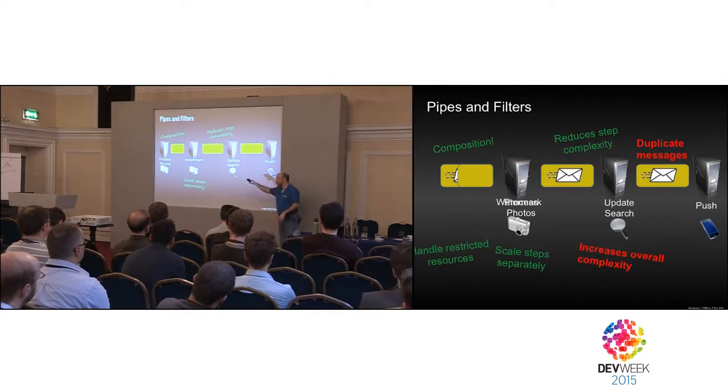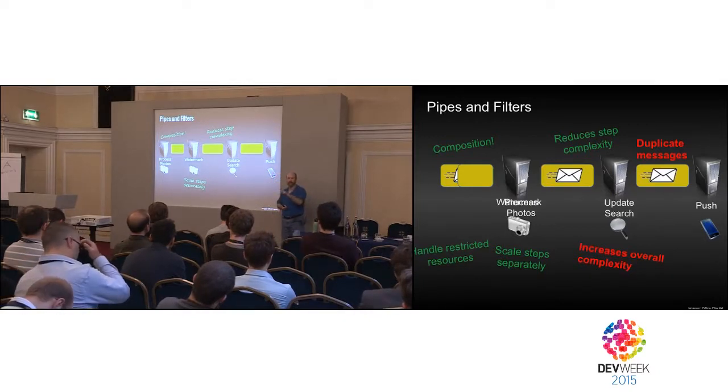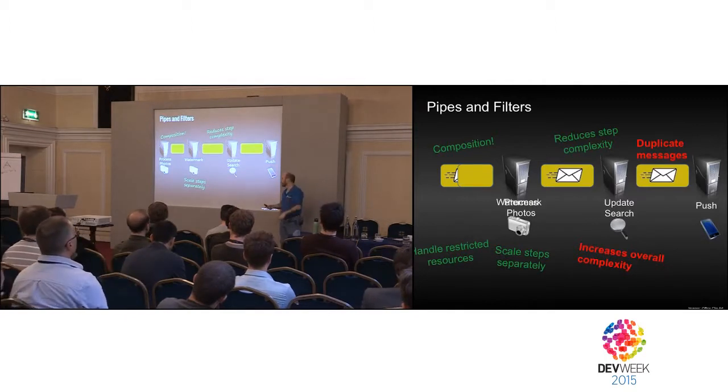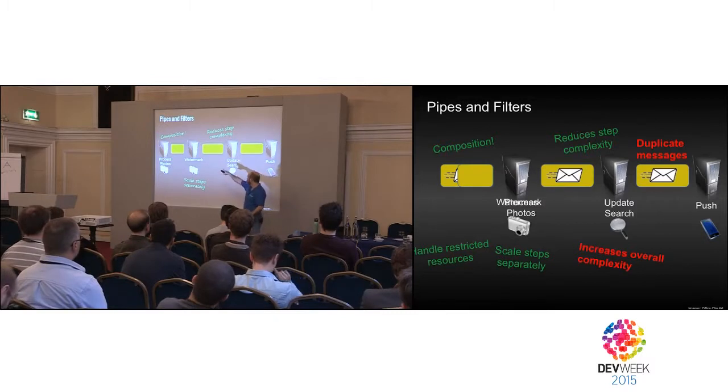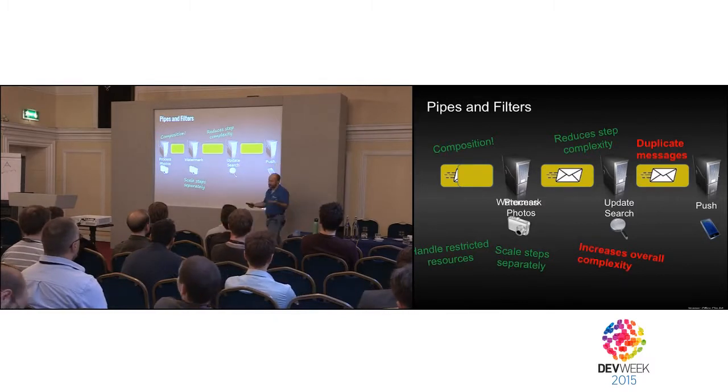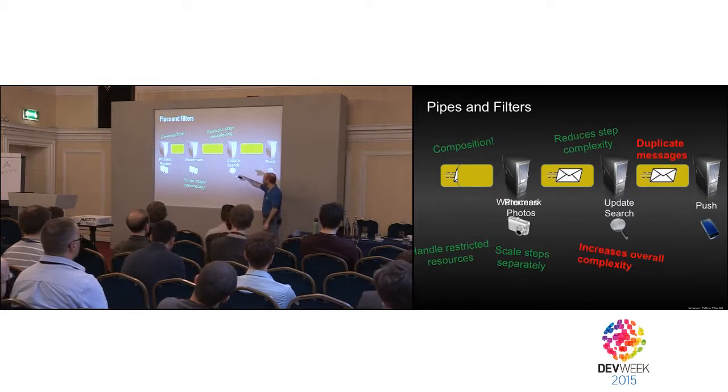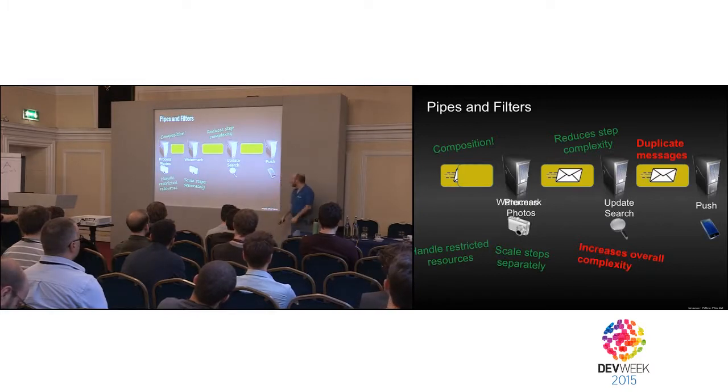But if perchance I have something that really needs to be on its own set of boxes or consumers, I can certainly do that. And now that it's broken apart, these consumers here for the watermark, I can scale those independently. If that gets behind, I can scale that set of machines up. Rather than saying, oh well, my whole process is all on the same machine, the watermark guy is really dragging me down, now I have to scale everybody up, right? It also allows me to handle restricted resources.